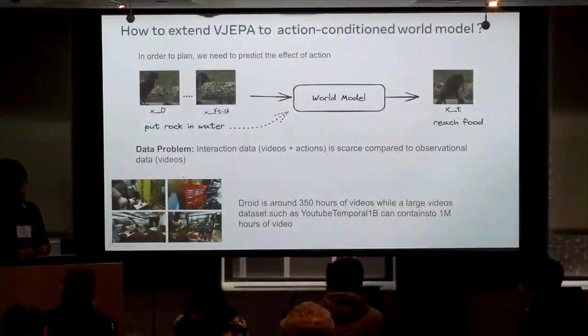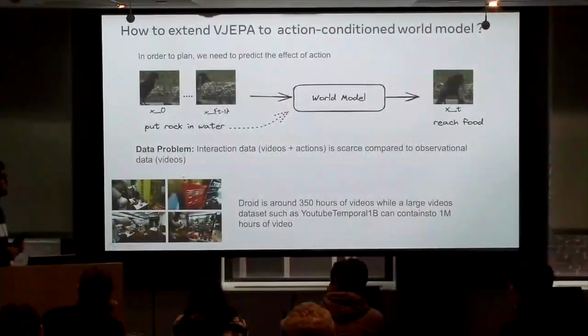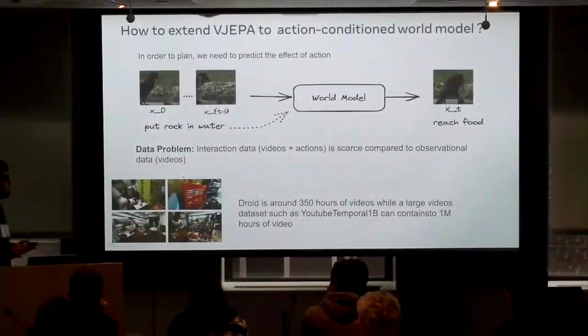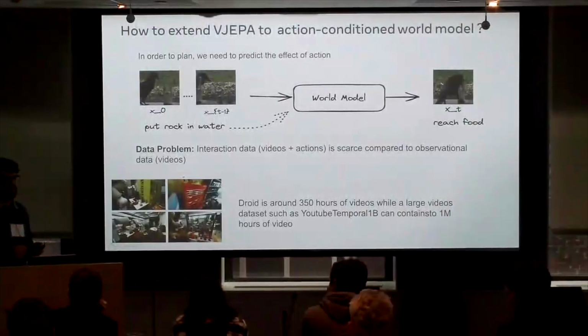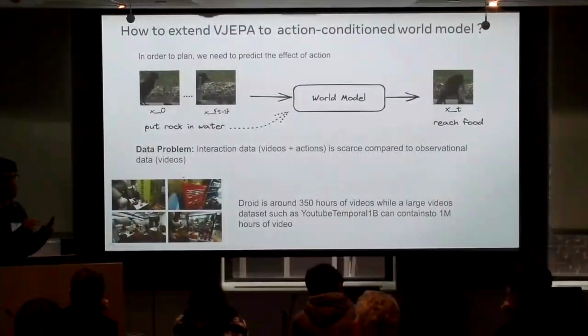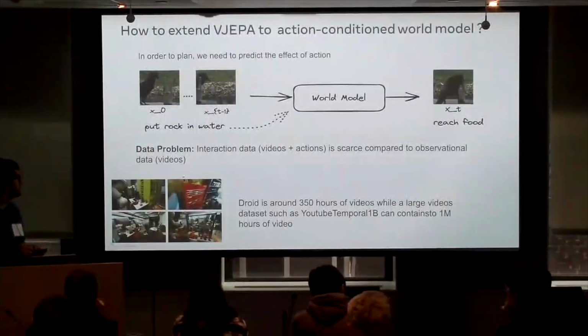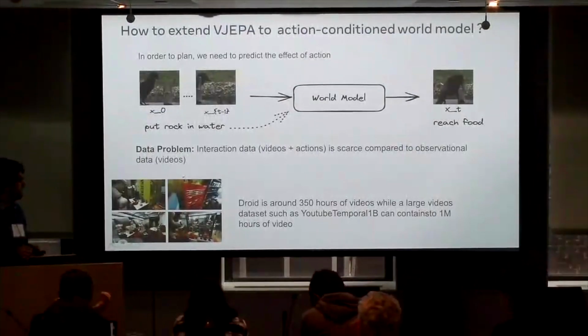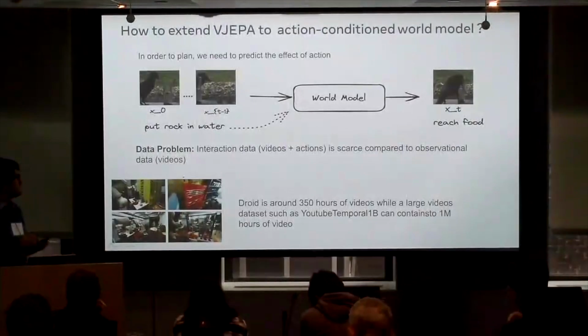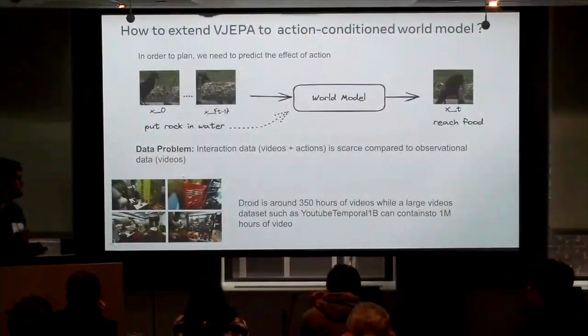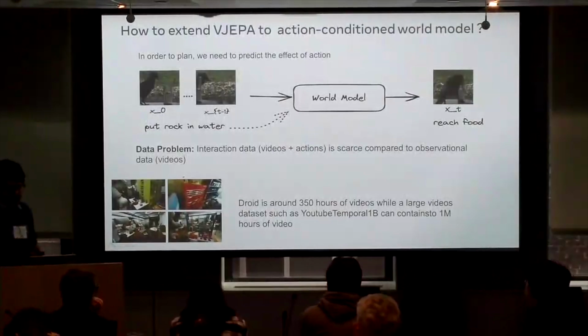In order to plan, we need to predict the effect of actions. One of the issues you see when you go into that space is that you don't have a lot of interaction data, by which I mean video plus action, especially because we want to focus on real-world applications. We don't want to go into simulators. For instance, a dataset like DROID, which is a Franka robotic arm in different environments, has around 300 hours of video. And it's actually less than that because you have 4 or 5 views per robot, so you have to divide this number of hours by 5. While a dataset like YouTube Temporal 1B, which is just data from YouTube, gets you on the order of 1 million videos.